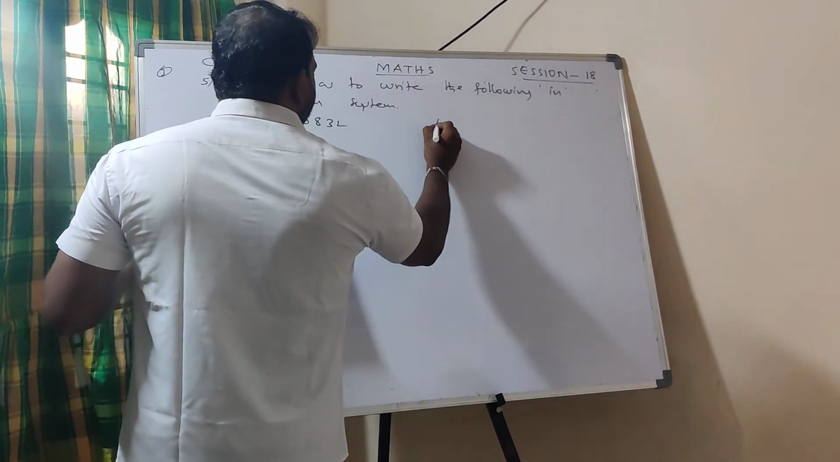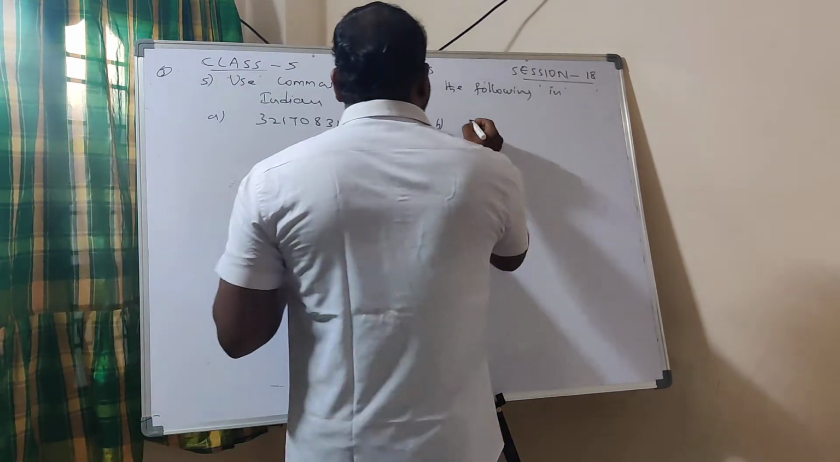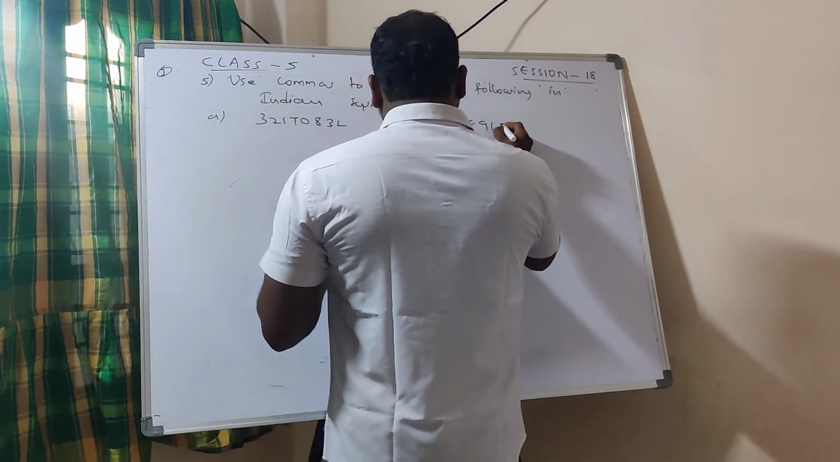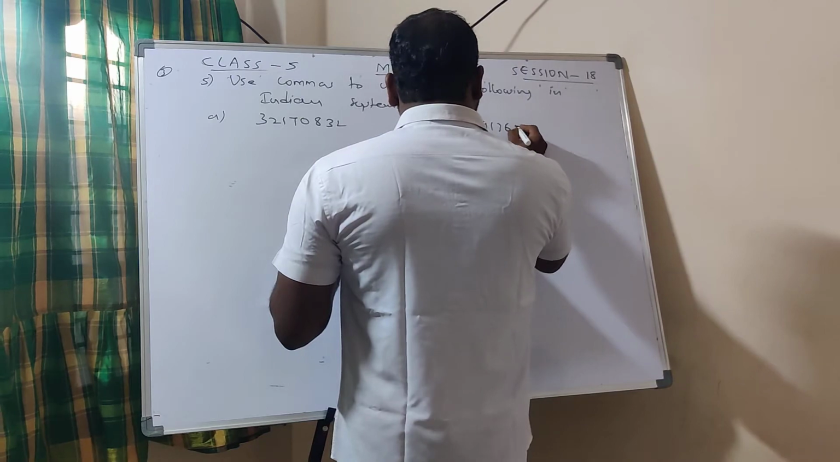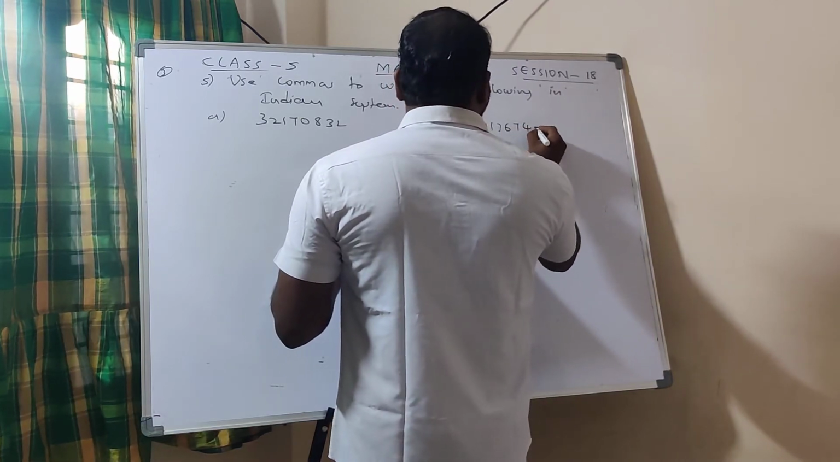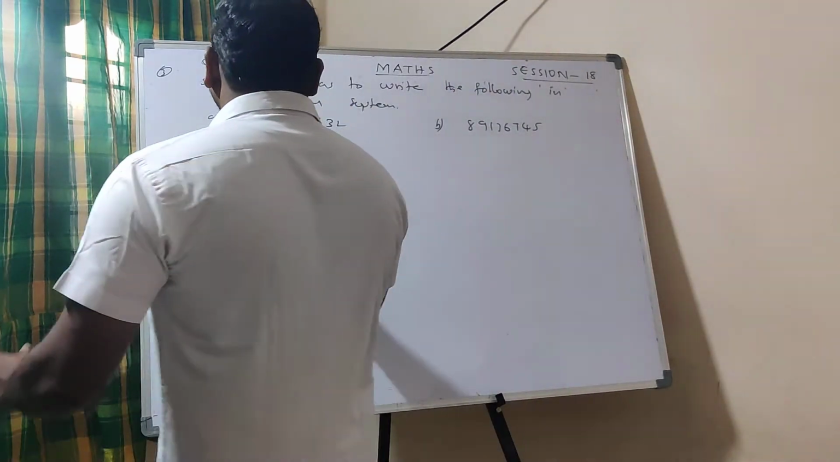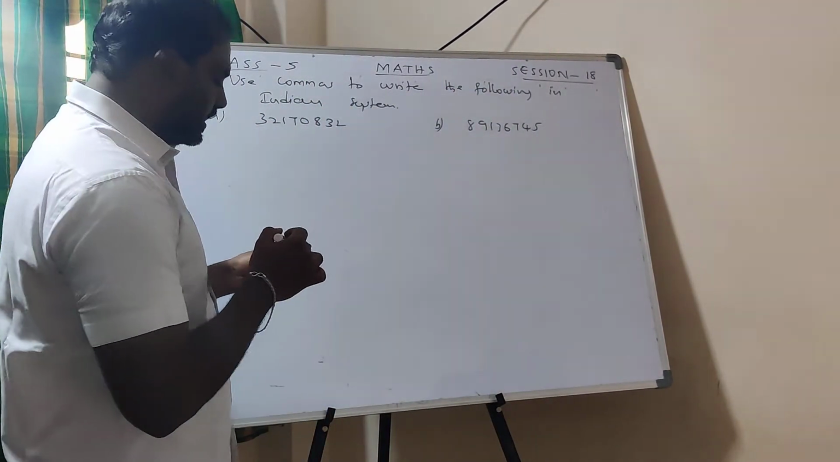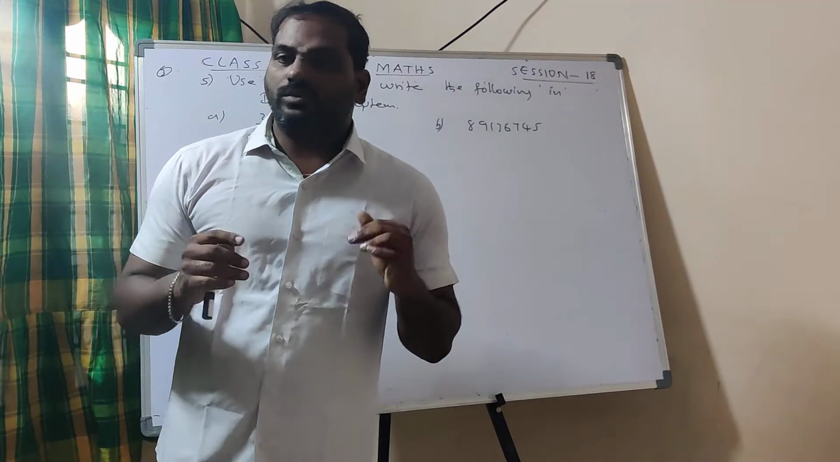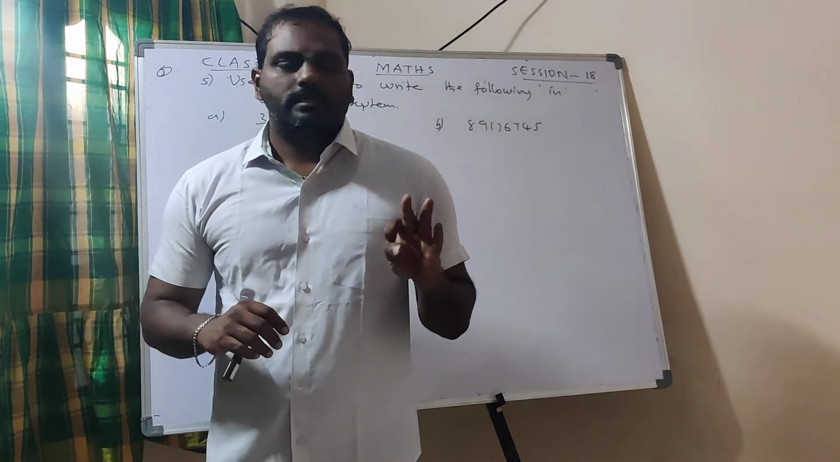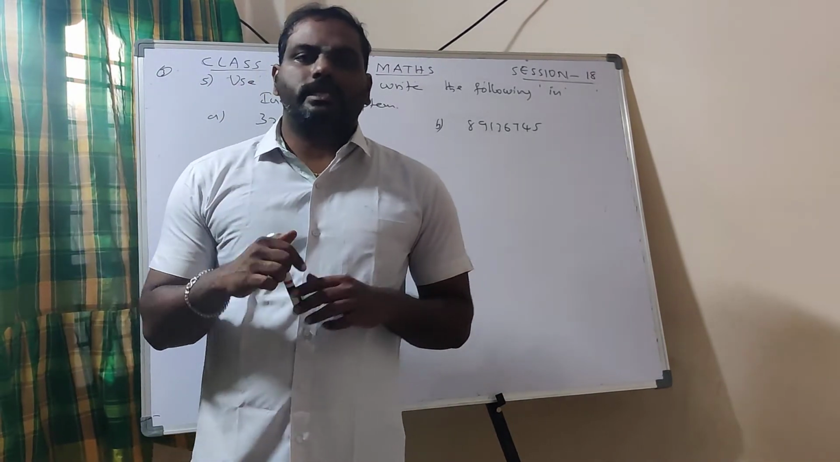321,70832, and the question number 2, 891,36745. Okay. Now the same method. So just recall the Indian system: 3, 2, 2, 2 common. Units, tens, hundreds, thousands, ten thousands, lakhs, ten lakhs, crores, ten crores.